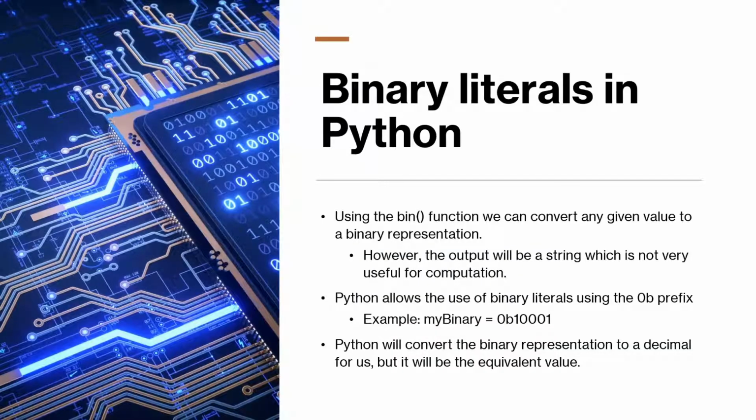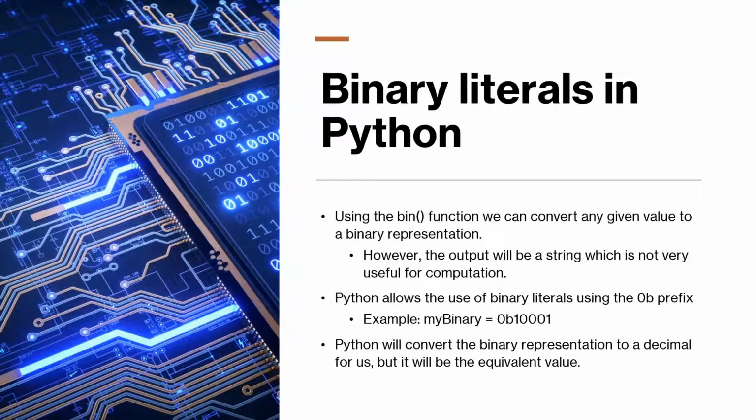So far when using binaries in Python, what we've been doing is we've been using the bin function to convert a number to a binary representation. The problem with the bin function is that it doesn't actually return a number. It returns a string that holds the binary representation of the value you gave it, and it's completely accurate, but it's not very useful for computation. You know, I can't divide a string. I have to parse it out or convert it to a number. So it's not really very useful.